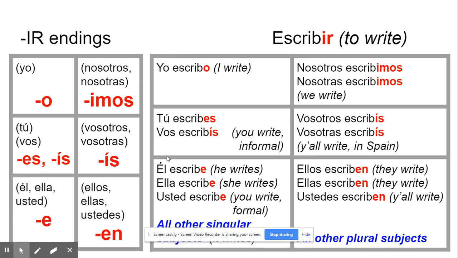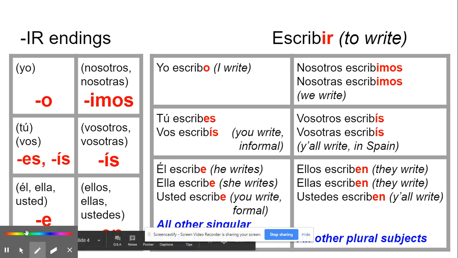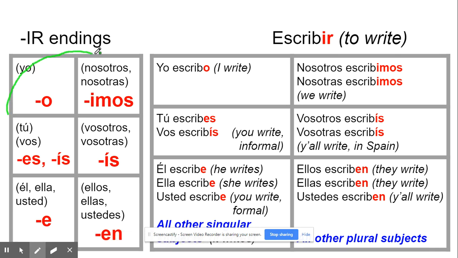IR verb endings are a little bit different because they have E's and I's in them. So as you look at that chart on the left, we see verb endings like IMOS, but we also see EN and E and ES. So I feel like this one is perhaps the most confusing one because there are E's and I's instead of just I's, but I'm sure you can remember these.